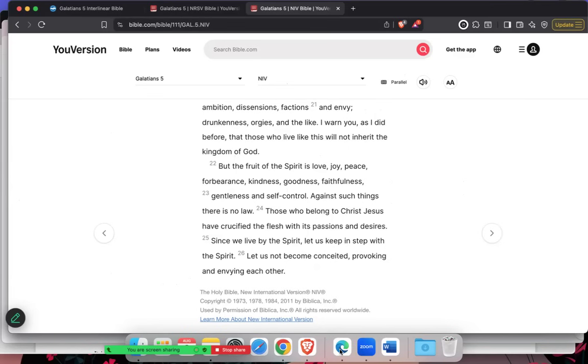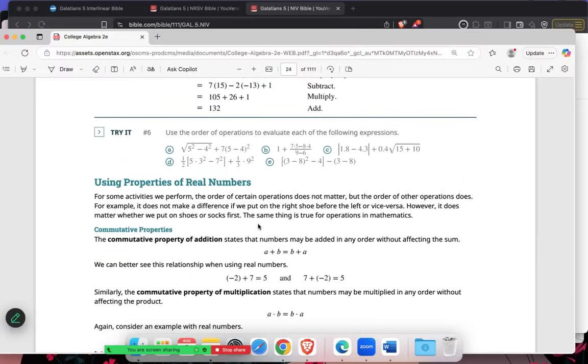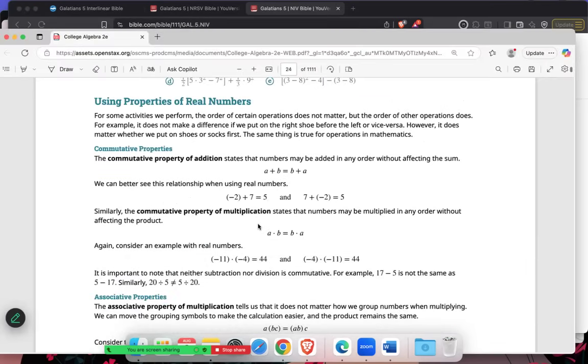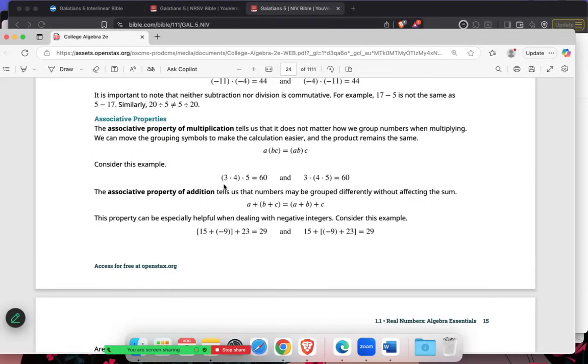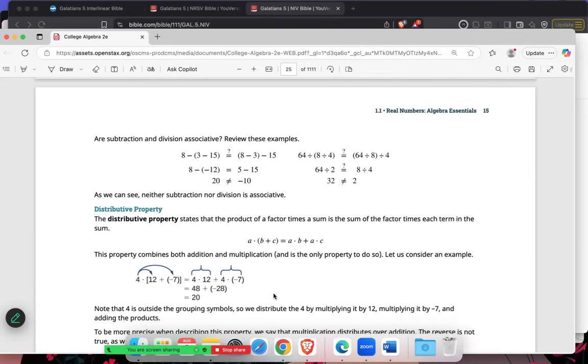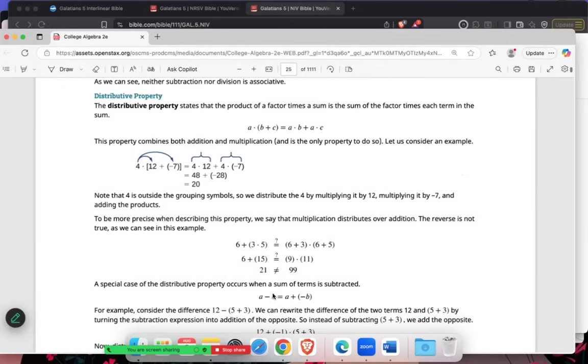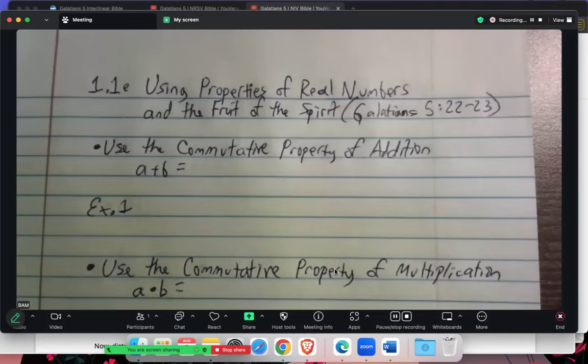So let's look at our section 1.1 in College Algebra 2nd edition, OpenStax. And if you're unfamiliar with the properties of addition, please pause the video and read this part. And when you're done with that, pause the video and read this part, and then this part. So now we'll take a look at our notes.